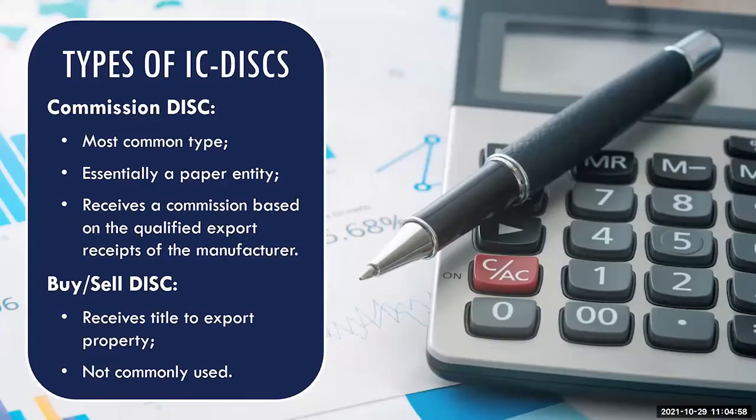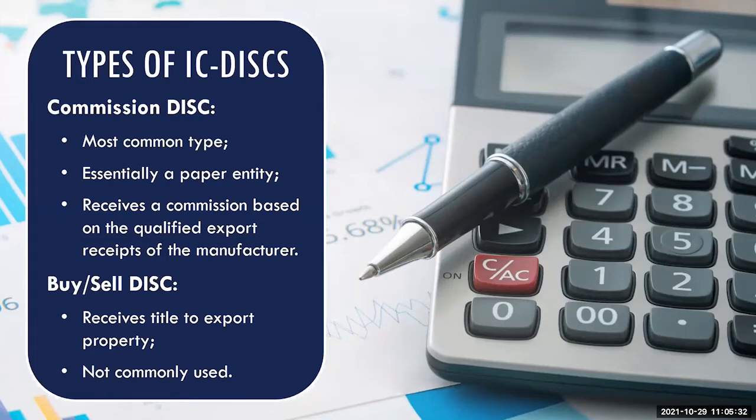There are two types of IC-DISC. The most common type is one that's called the commission disc, and pretty much all of our discussion today will be about the commission disc. The commission disc is, for the most part, just a paper entity that has no substance. The only asset it really has is a bank account that can receive a commission. That commission would be based on the qualified export receipts of the manufacturer, and then the commission disc will pay that commission out to its shareholders in the form of a dividend.